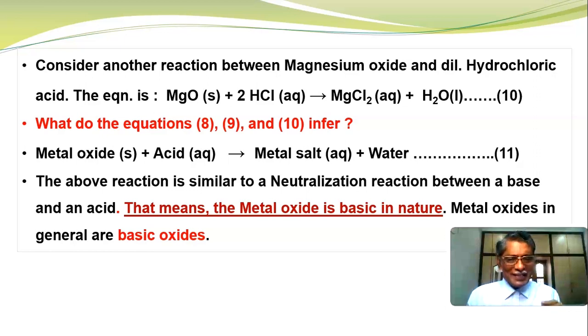In all the cases, there is a reaction between a metal oxide and an acid. But what are the products? Metal salt and water are the products in all the cases. Therefore, the above reaction is similar to a neutralization reaction between a base and an acid. What does it mean? It means that the metal oxide is basic in nature. Metal oxides in general are basic oxides.